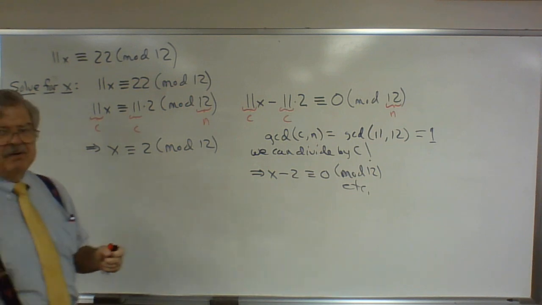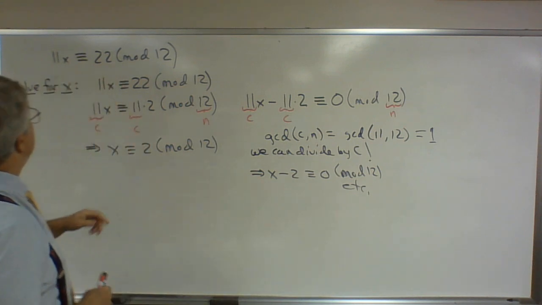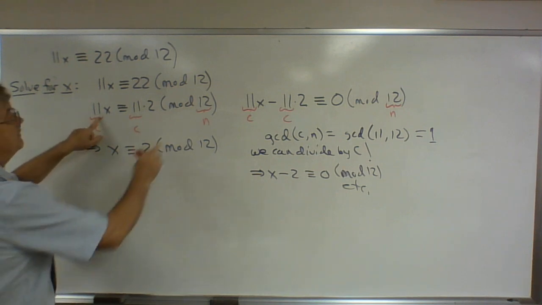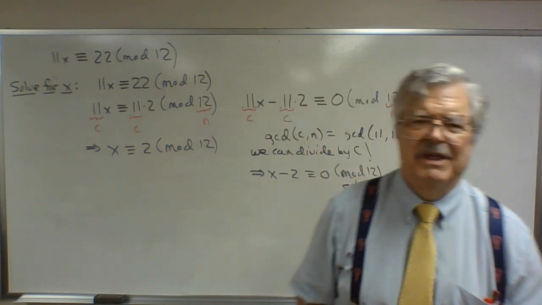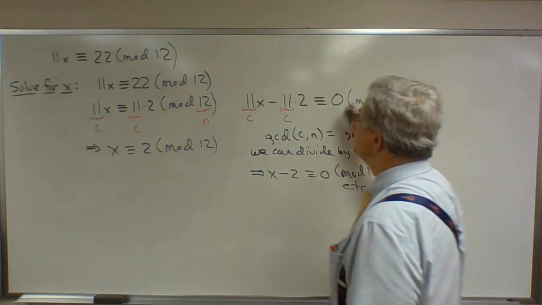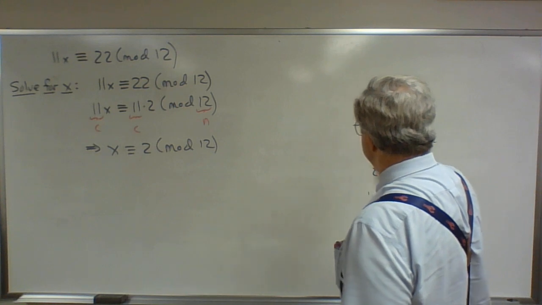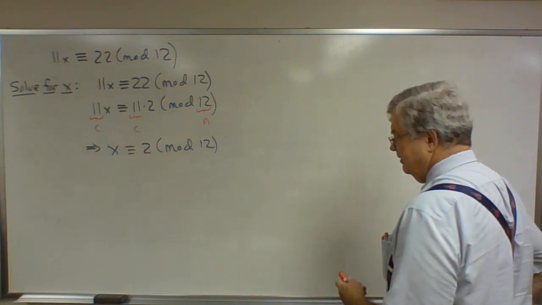Now just suppose that 11 and 12 hadn't been relatively prime. What could we have done? Let's just look at an alternative way of doing this.